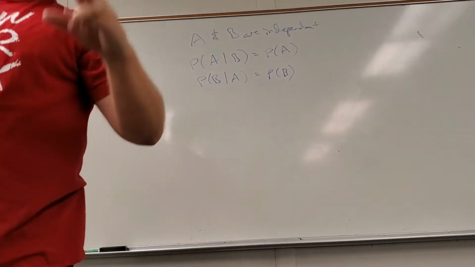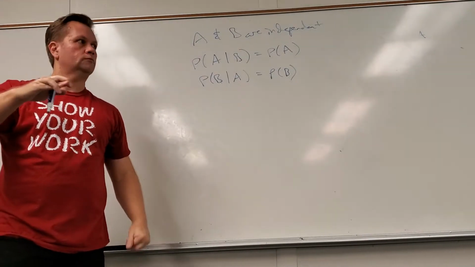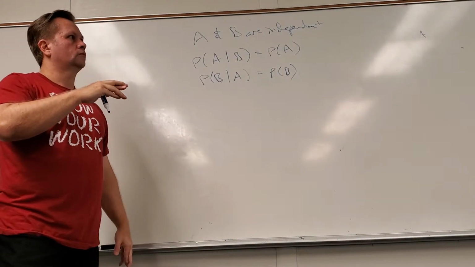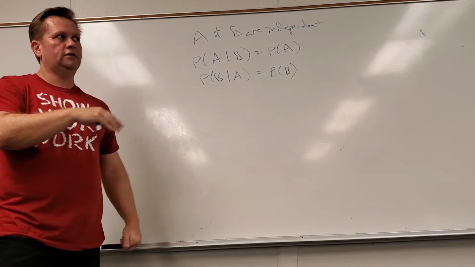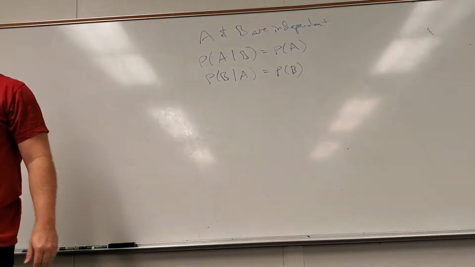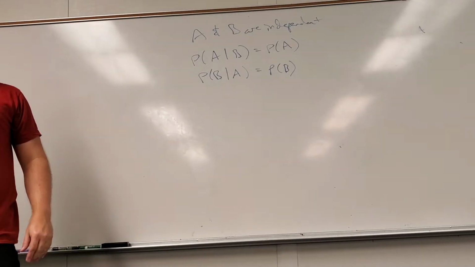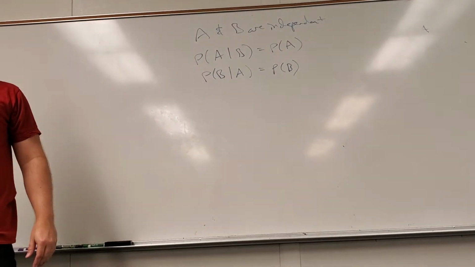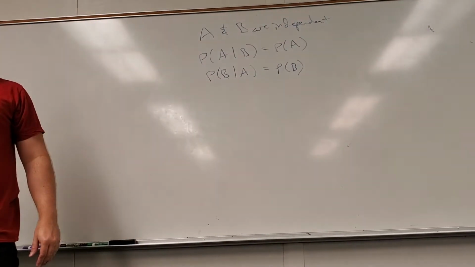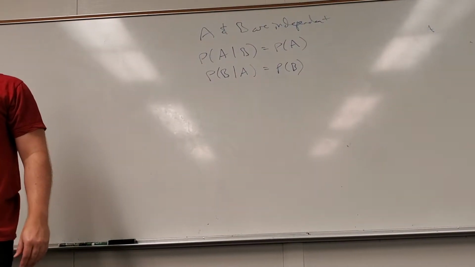So it's like 0.1 divided by 0.4. That's what it eventually comes out to be, but it equals 0.25, and that's not independent because it does not equal 0.4. Beautiful.